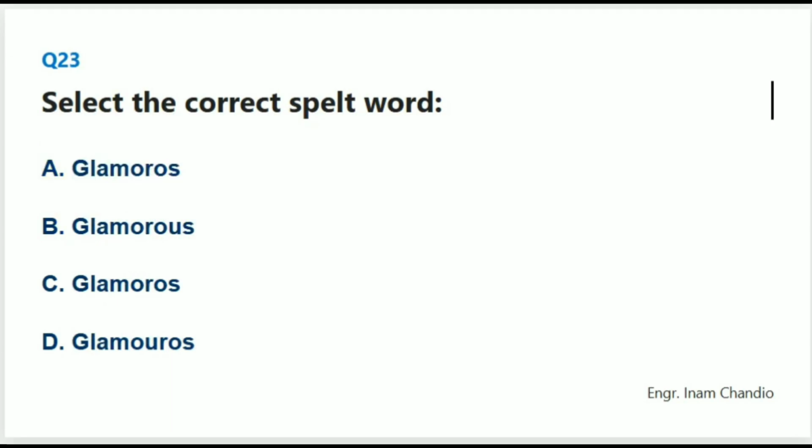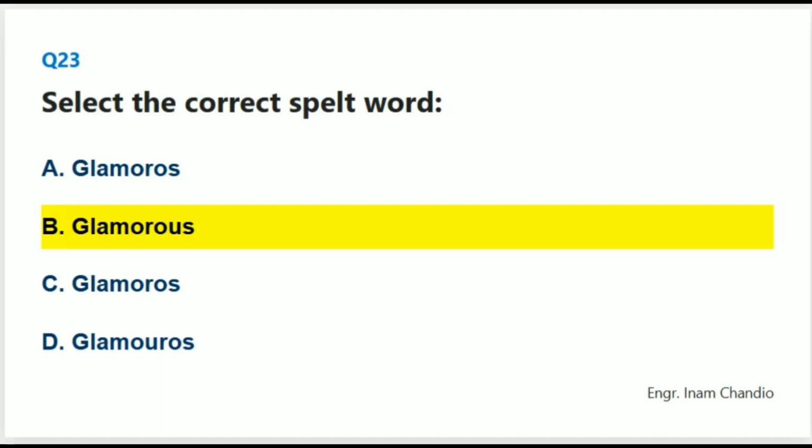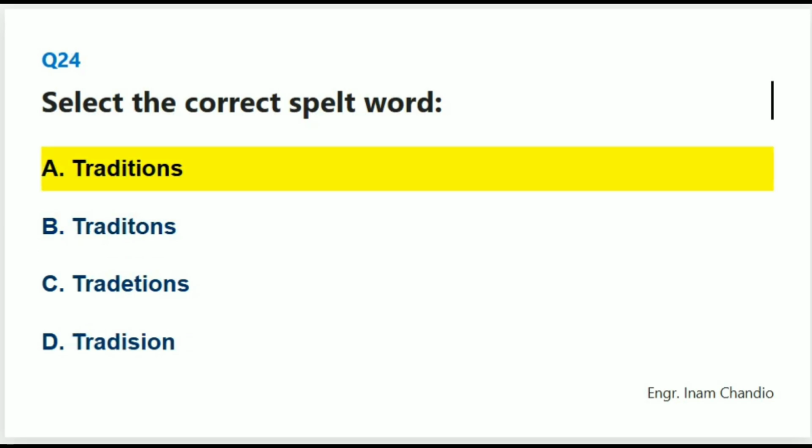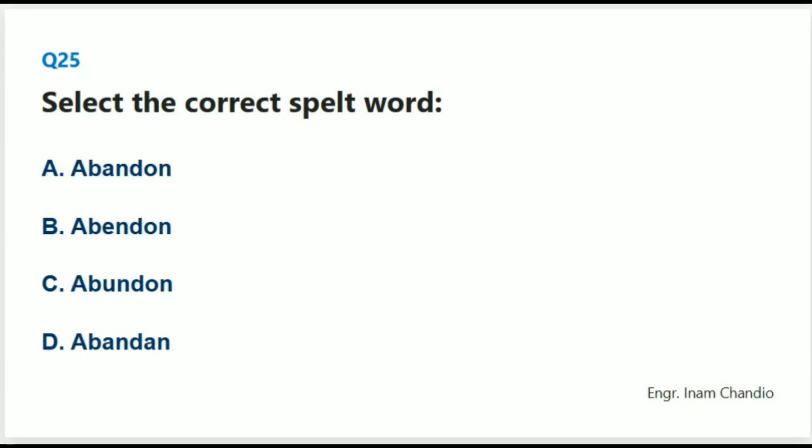Select the correct spelled word. The correct answer is B. Glamorous. Select the correct spelled word. The correct answer is A. Traditions. Select the correct spelled word. The correct answer is A. Abandon.